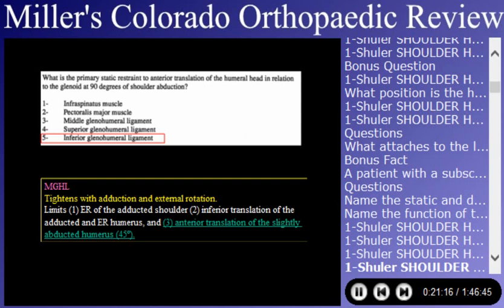Primary static restraint to anterior translation of the humeral head in relation to the glenoid at 90 degrees shoulder abduction. Once again, IGHL. Middle glenohumeral ligament, and I highlight there in color, limits anterior translation of the slightly abducted humerus, one of the testable items at 45 degrees. Remember, inferior glenohumeral ligament is 90 and external rotation. Middle is right here, about 45 degrees, position of your arm.